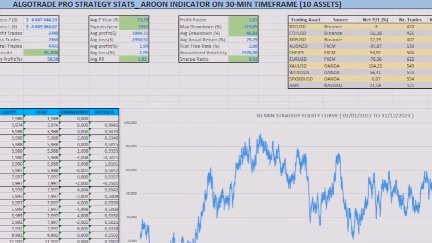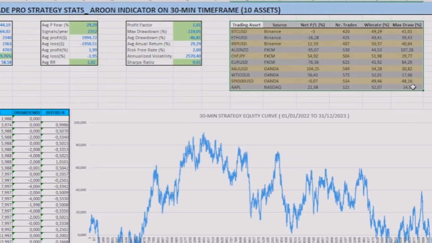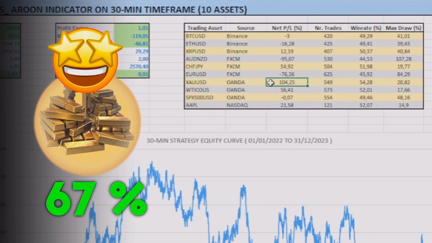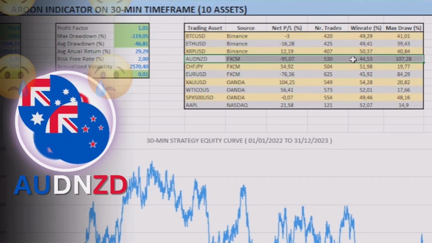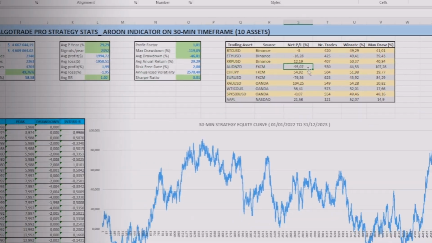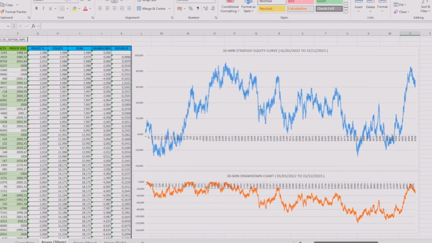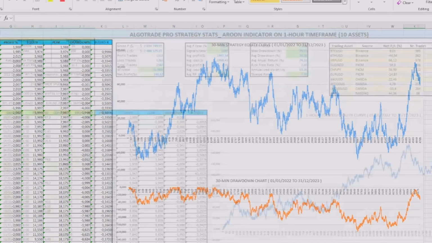Here you can check other metrics and also the results of every single asset, where we can detect large inconsistencies in the results. We had assets with great results, such as gold with a profit above 100%, but then others that were more negative, such as the AUD and ZD. By looking at the equity chart, we can easily verify that in this time frame the Aroon is inconsistent. But let's continue our analysis.